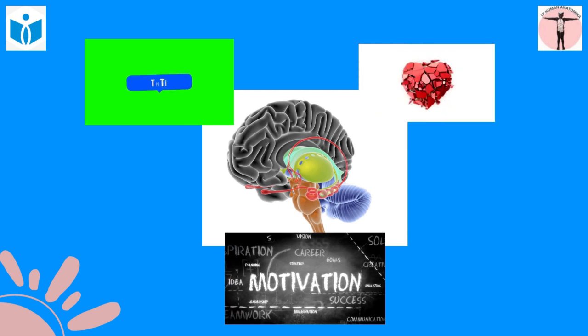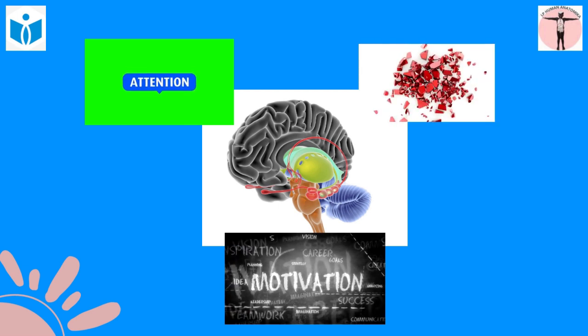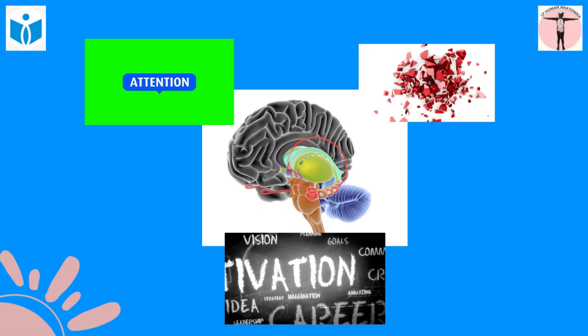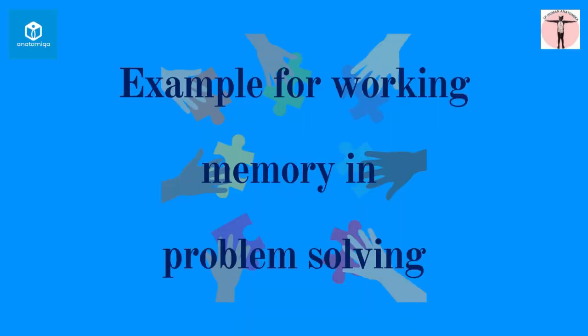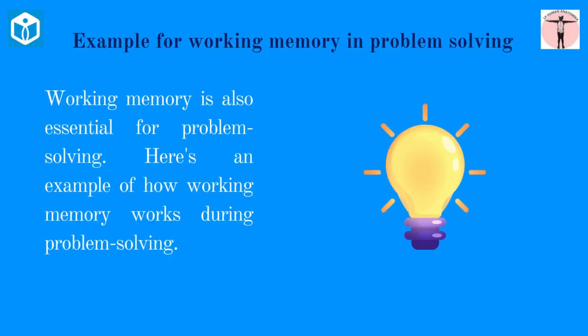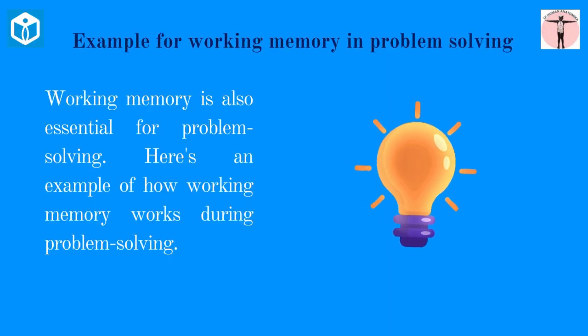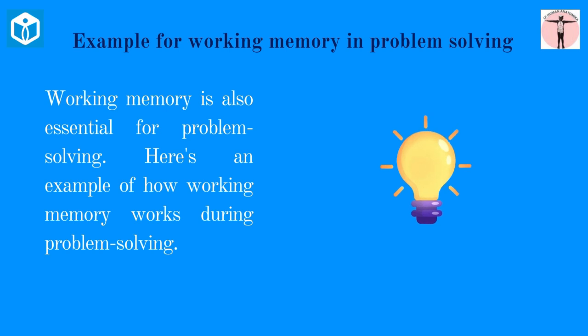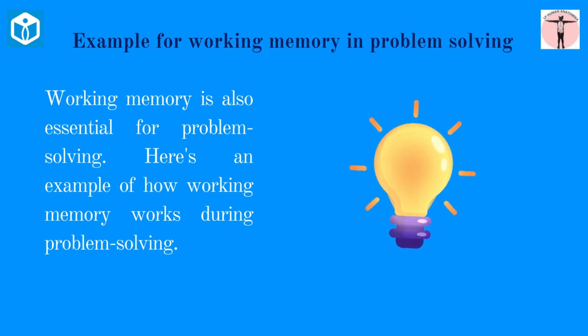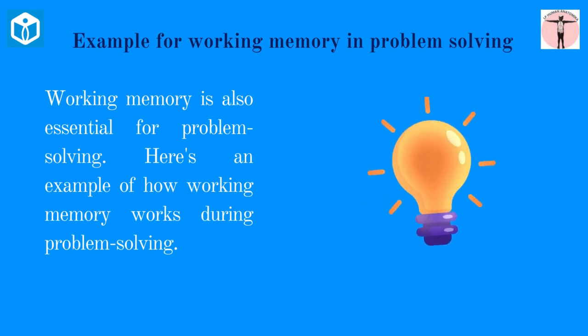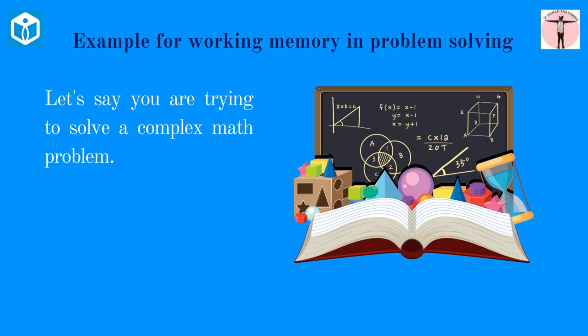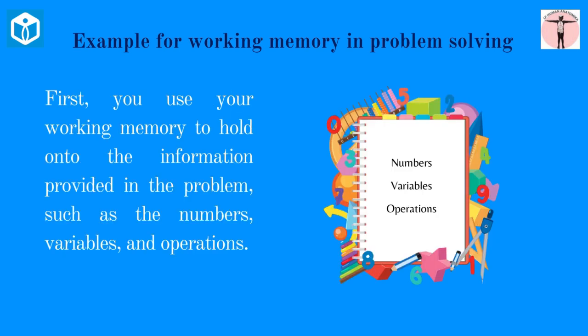Let us go through the different types of memories one by one with examples. Example for working memory in problem solving. Working memory is also essential for problem solving. Here's an example of how working memory works during problem solving. Let's say you are trying to solve a complex math problem.